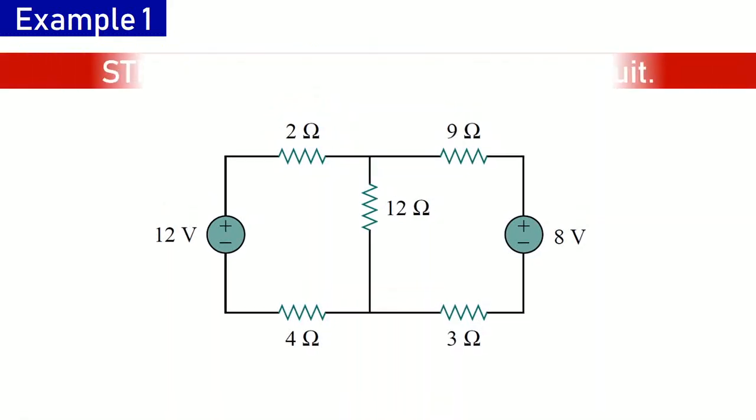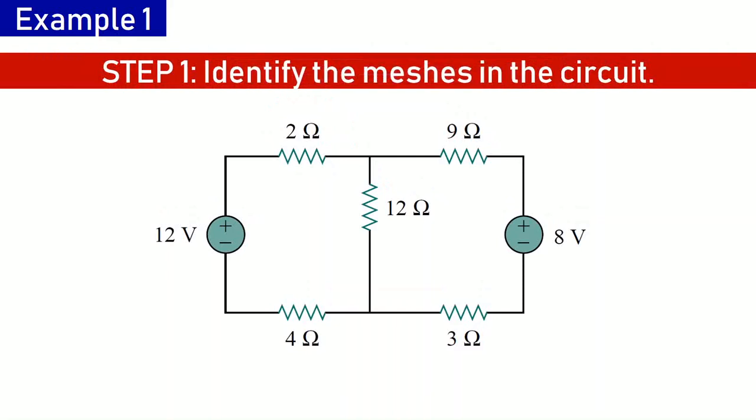So the step 1 is to identify the meshes in the circuit. So here we can see that this circuit has two meshes which I am marking with these two circles. So this is mesh 1 and this is mesh 2.